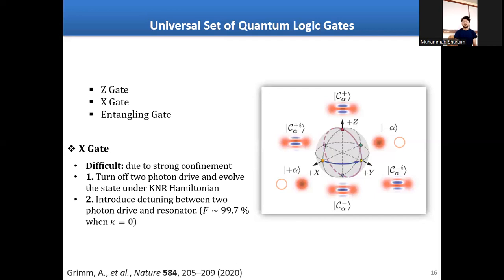And the NOT gate: due to strong confinement, we have seen that for large alpha, the bit flip errors decrease exponentially.